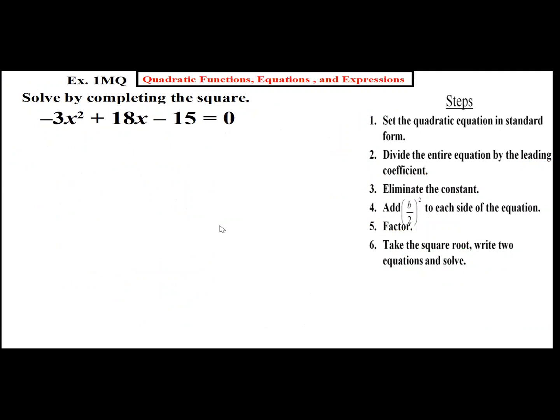Example 1, mega cube, copy this one. Negative 3x squared plus 18x minus 15 equals 0. Let's see if we can go a little bit faster on this one, all right? Here we go. Negative 3x squared plus 18x minus 15 equals 0.